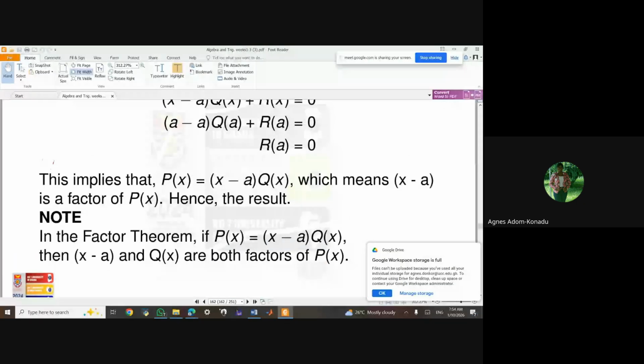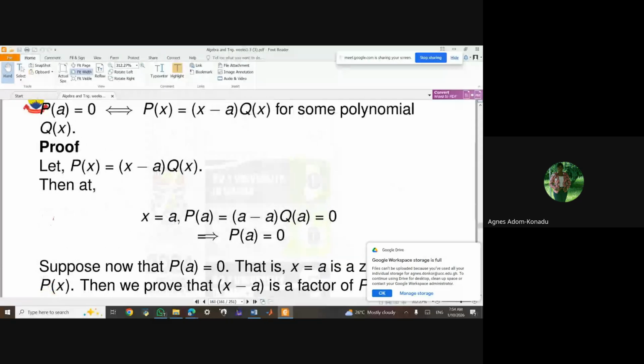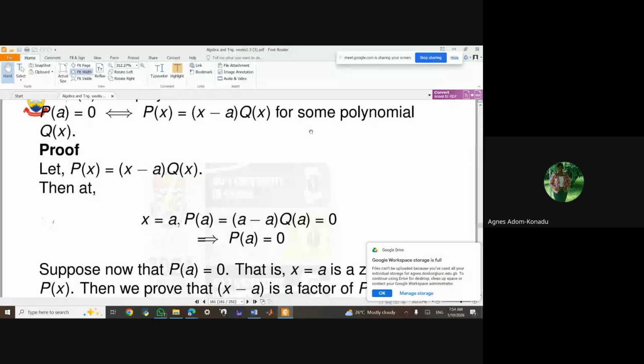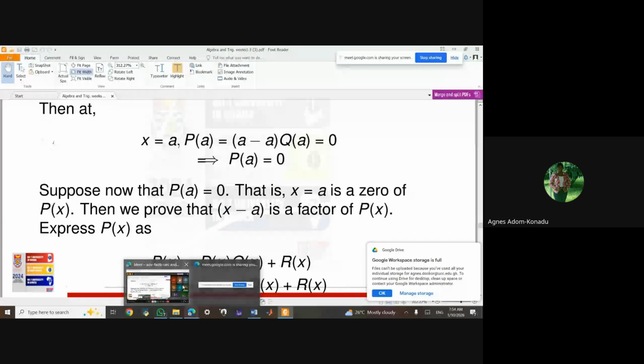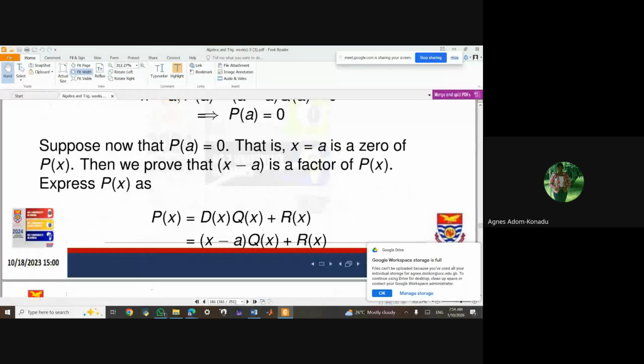So I'm going over the proof again. Now we are told that x minus a is a factor. So we are proving that if x minus a is a factor, then my p of a should give me 0. So if x minus a is a factor, it means that my x is equal to a. So I find p of a, and p of a will give me 0. That is one. Then the next one, we know that p of x can be written as d of x times q of x plus r of x. So we have to prove that the remainder will be 0.